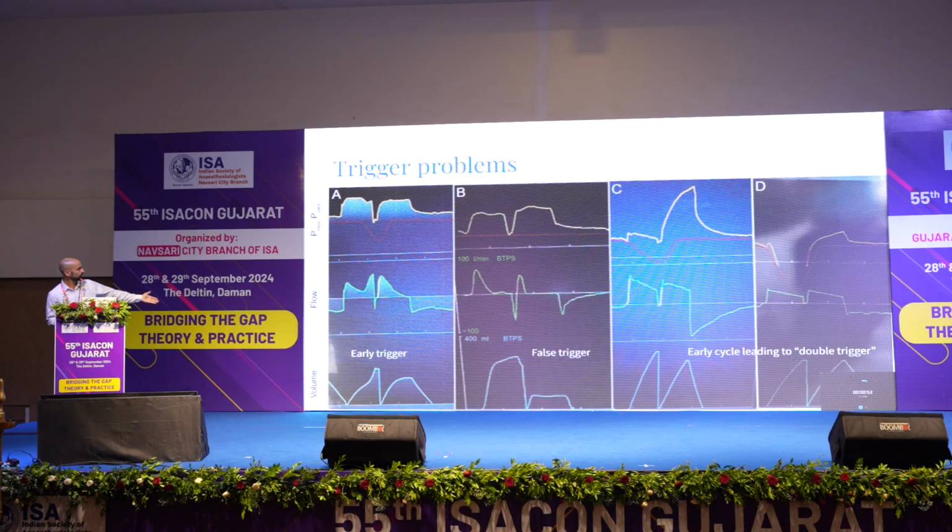One is due to early trigger, where the ventilator started the breath before the patient's neural inspiratory time caught up. The other one is a false trigger, where there is no signal from the patient. And the last one is early cycle. The ventilator is cycling off before the patient is ready to cycle off. So the patient's neural inspiratory time is much longer than the mechanical inspiratory time, and that's when you can see a double trigger. So do not accept double trigger as an answer. See what the underlying abnormality is.